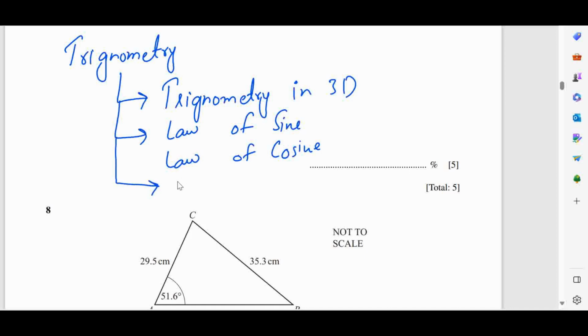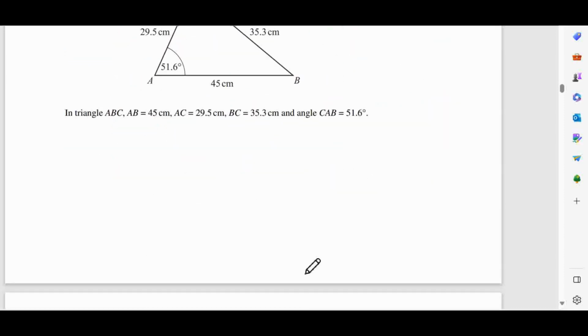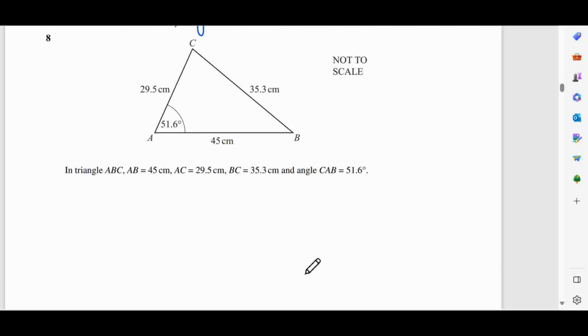we will discuss the next thing, that is trigonometric functions, how to solve trigonometric functions. And these two are the things which belong to the triangles which are not right angle triangles. So let's move to the first question.